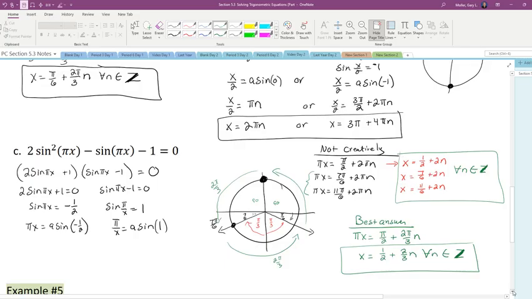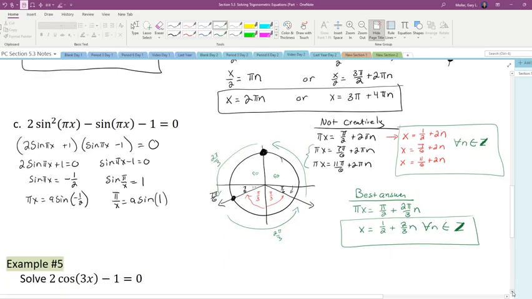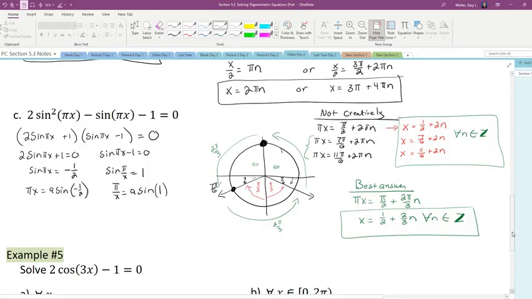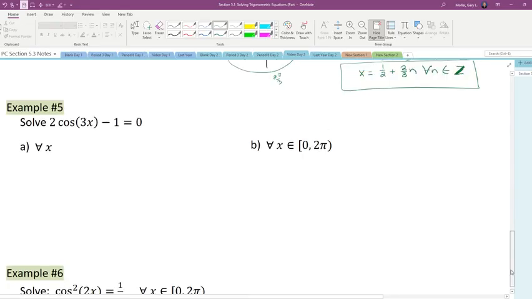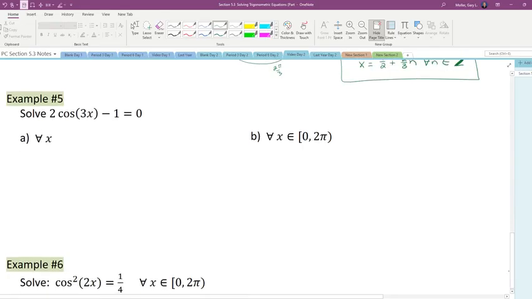All right, let's look at a couple more questions quickly. These are going to be slightly different because this time I want us to think about the answers between 0 and 2 pi. So, solve it for all x. That's what we just did. And then I want you to solve only for 0 to 2 pi. So let's see if we can get this done pretty quickly.